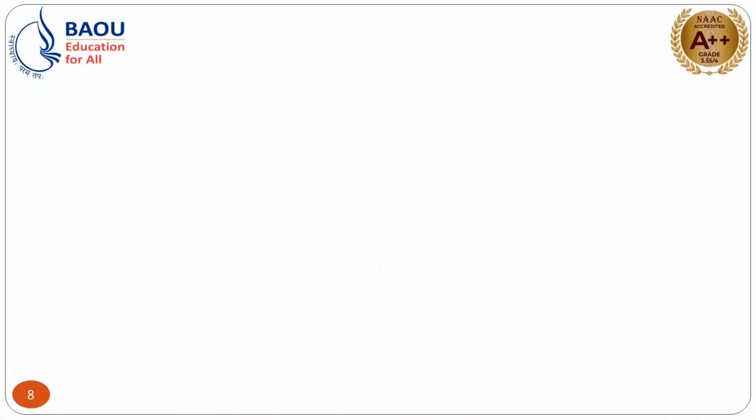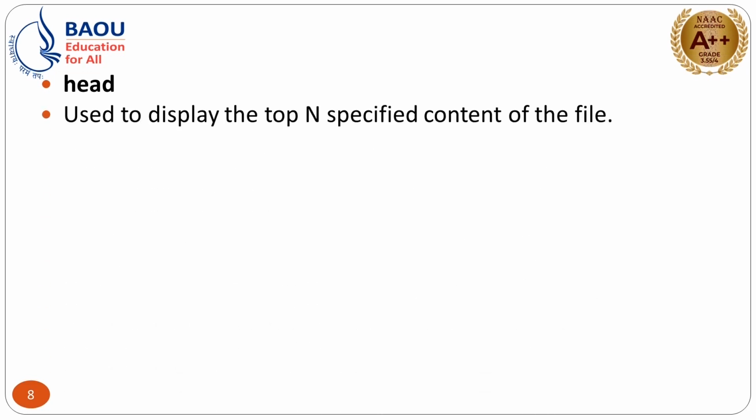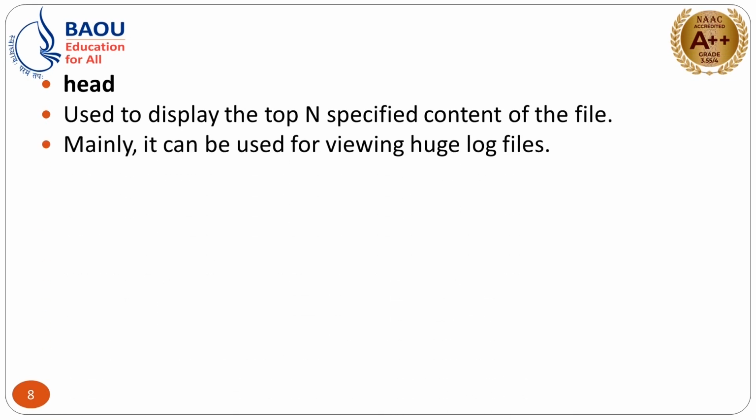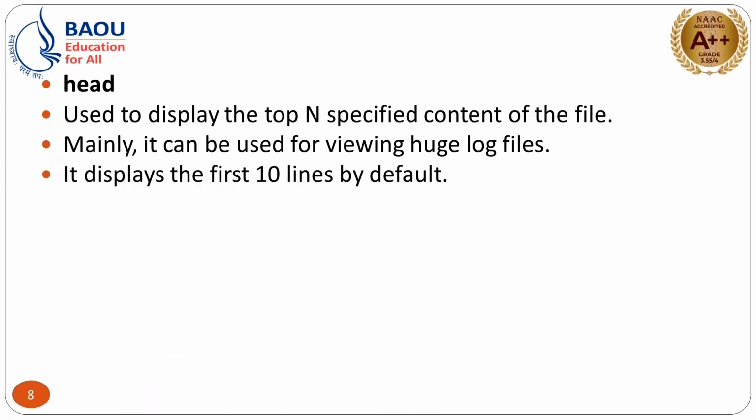Now we are moving to the next command. Next is the head command. Basically you want to display a few lines. By default this command displays the first 10 lines, but if you want to display from the top of a file, or you want to display the top contents of any file, in that case you use this head command. So the syntax is head, then option, and then the file.